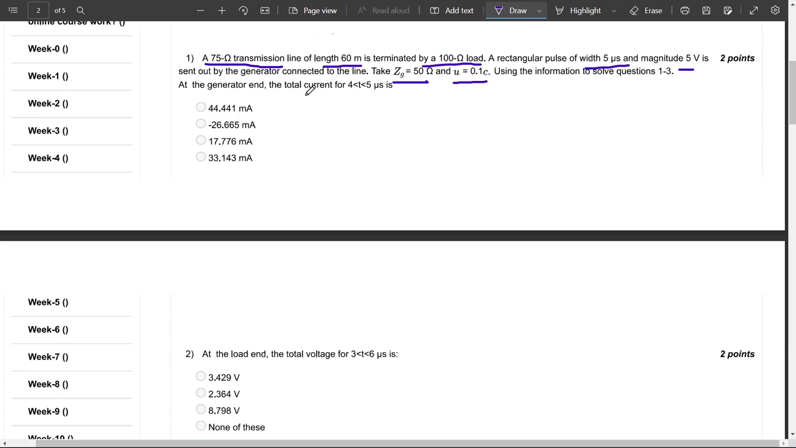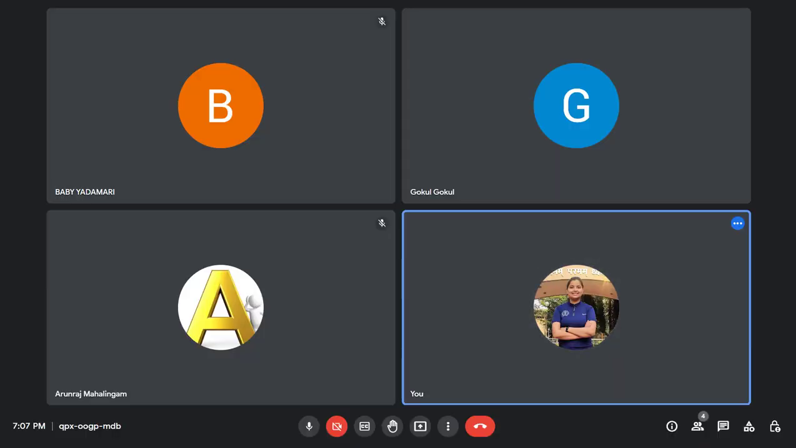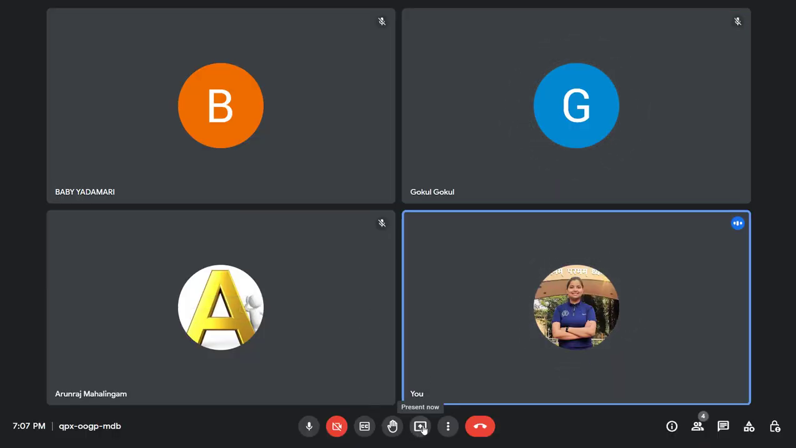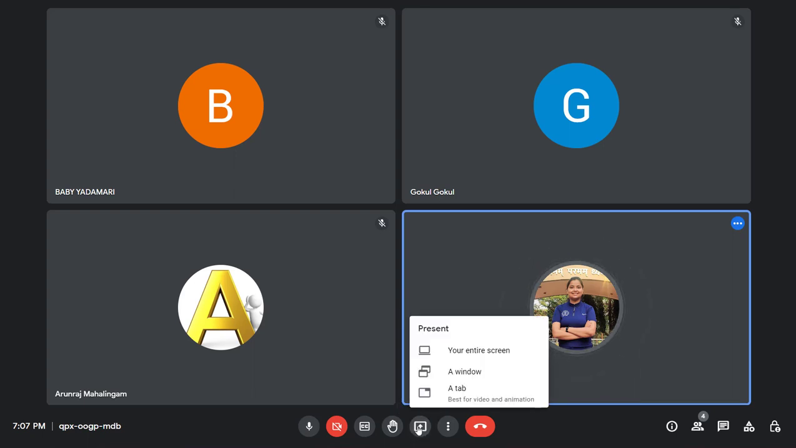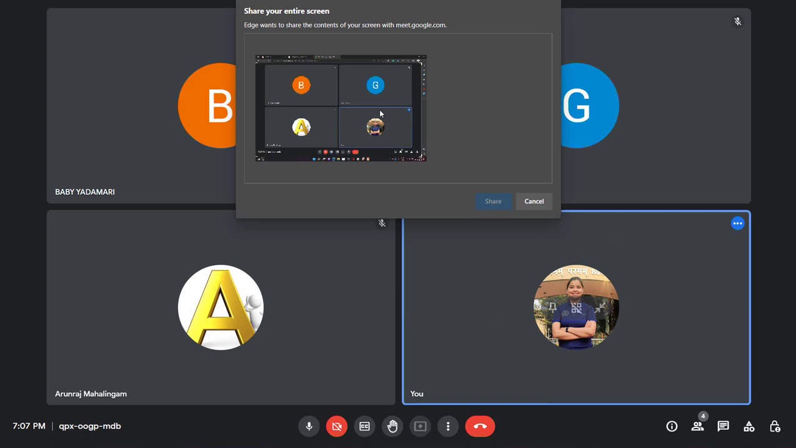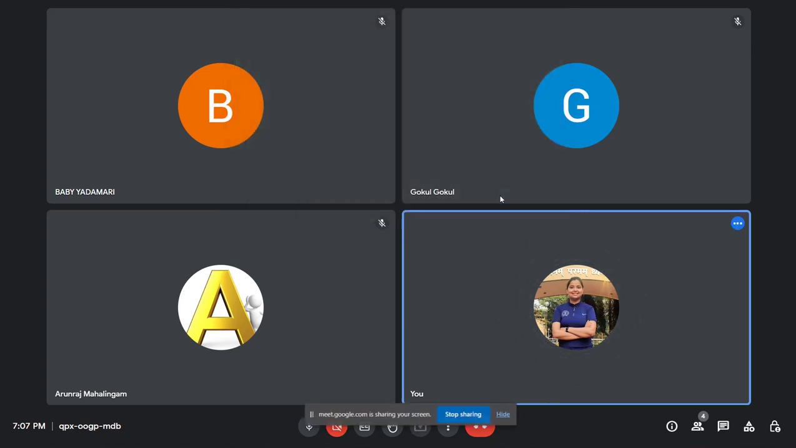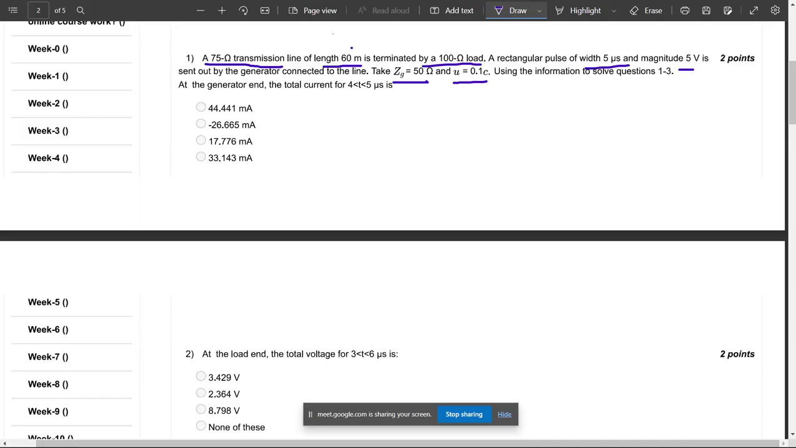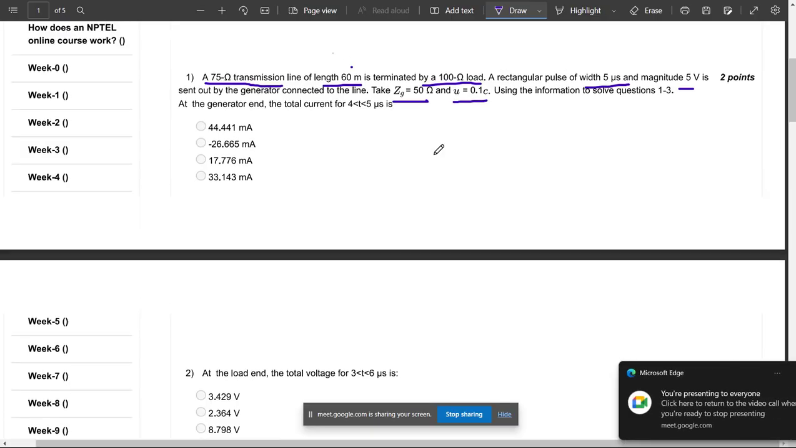So here a circuit is given. Sorry, I do that every time. Can you see now?